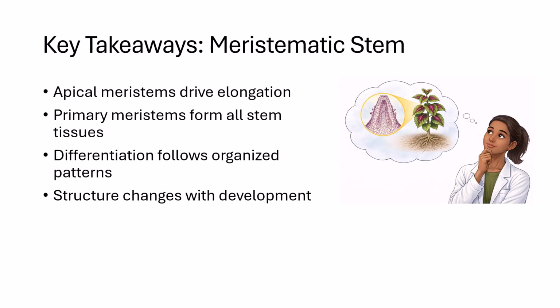The apical meristem is the engine of primary growth in stems. Through continuous cell division and differentiation, it produces the dermal, ground, and vascular tissues that make up the mature stem. By examining a stem tip, you observe the earliest stages of tissue organization and how complex plant structures arise from simple, rapidly dividing cells.